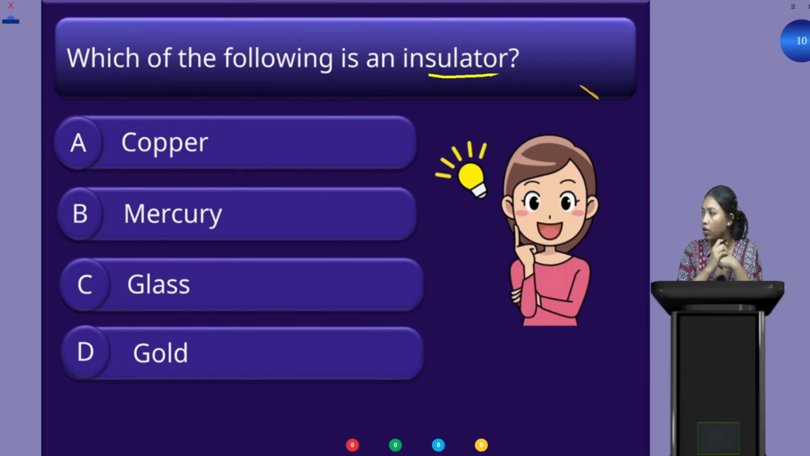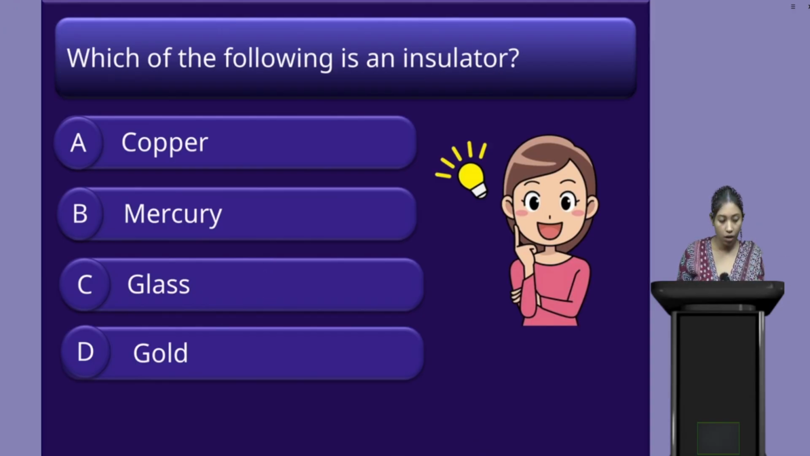Hurry up, I can see maximum students have already answered. Your time is running out. 3, 2, 1, and your time is up. Very good. I know all of you can answer. That is glass. Glass is an insulator. Remember the bangle we used and the light didn't glow. The bangle was made up of glass.